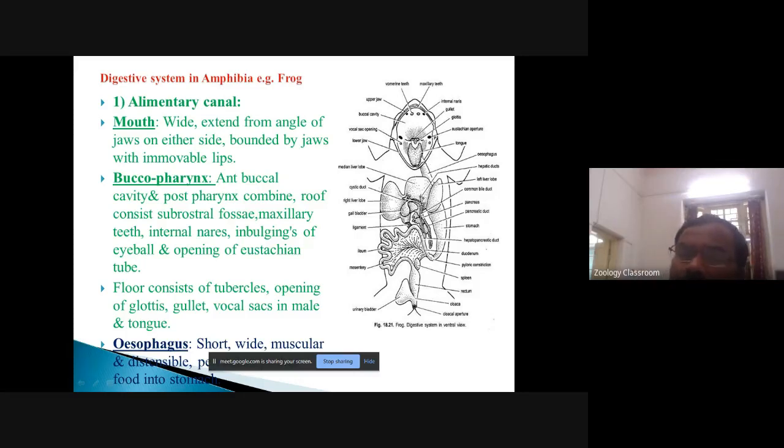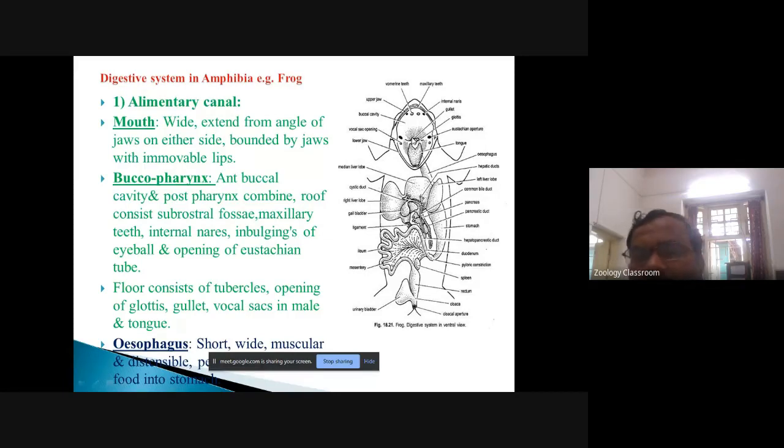Okay, the lower jaw forms the floor. Here, various structures are present on the lower jaw. The first structure is the tongue. The tongue is bifurcated at the posterior end and attached at the anterior end. Such a type of tongue can be thrown out very easily and the prey is captured. The tongue is sticky for capturing the prey.